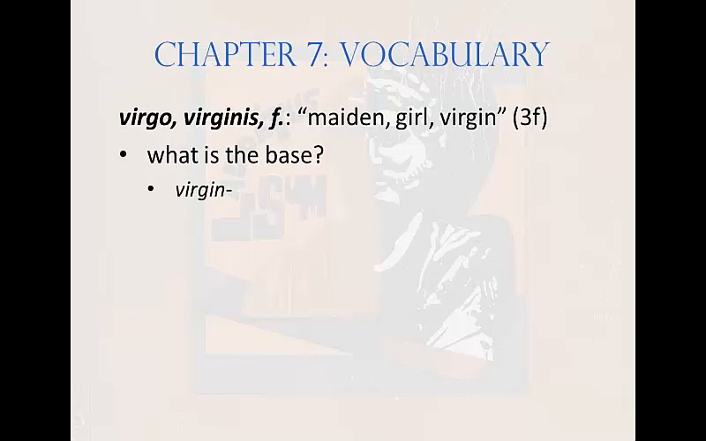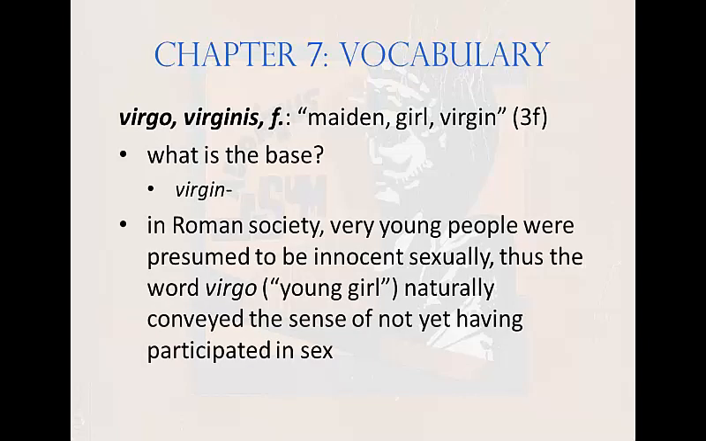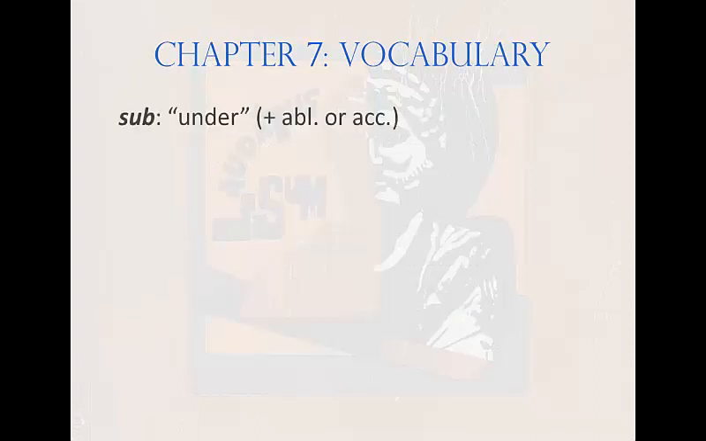Obviously, it's from this Latin word that we get our word virgin. In Roman society, very young people were presumed to be innocent sexually. Thus the word virgo, which meant young girl, naturally had the sense of not yet having participated in sex. End of discussion.